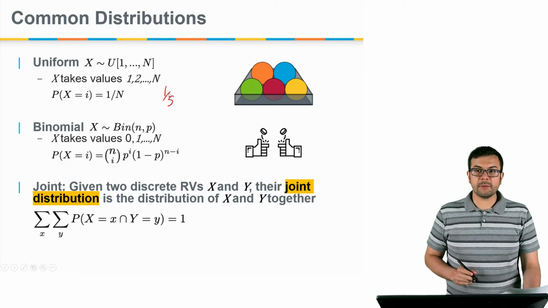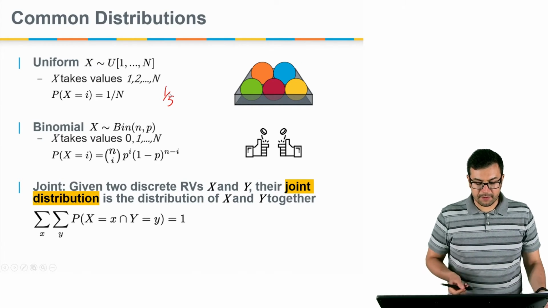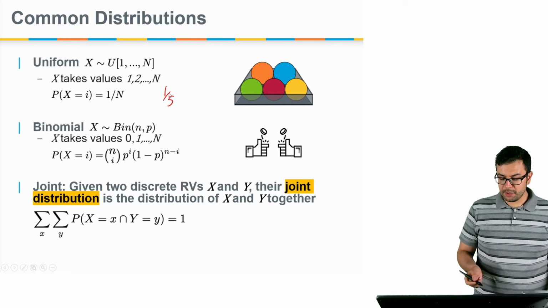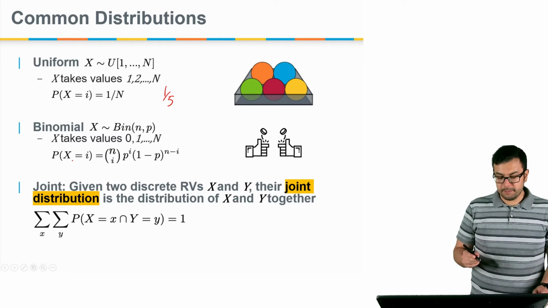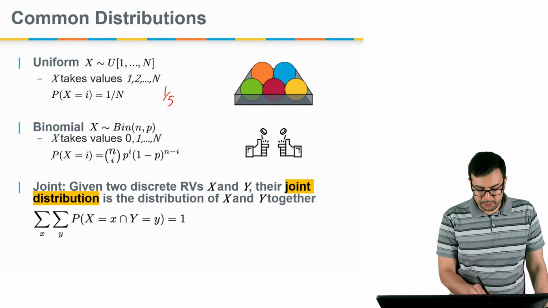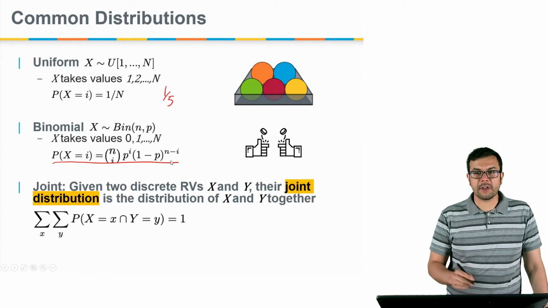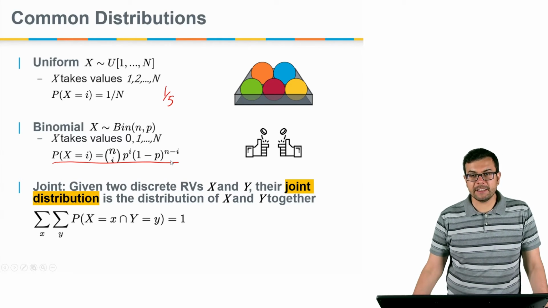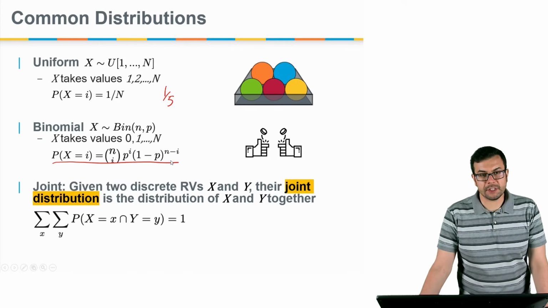The second distribution is binomial distribution. We saw an example of coin flip. To calculate the probability of a coin flip, we have to use this function. You can apply this function to the previous example that we had to see how it works. And the third distribution is joint distribution.